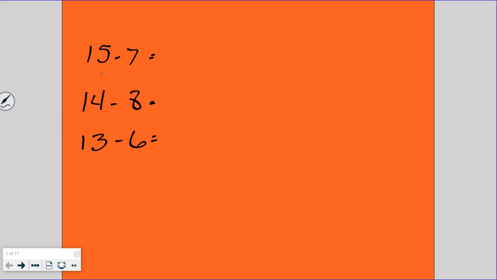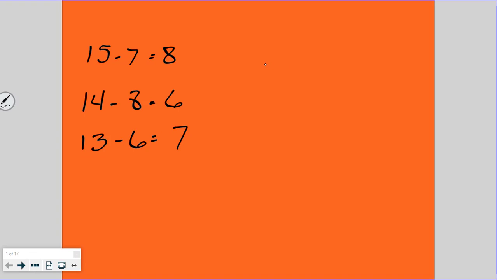All right, so we're back. So the first one we got is 15 minus 7. So 15 minus 7 is going to equal 8 because I know 7 plus 8 equals 15. And 14 minus 8 equals 6, and I know that because 6 plus 8 equals 14. Then our last one is 13 minus 6, and I know that equals 7 because 7 plus 6 equals 13.